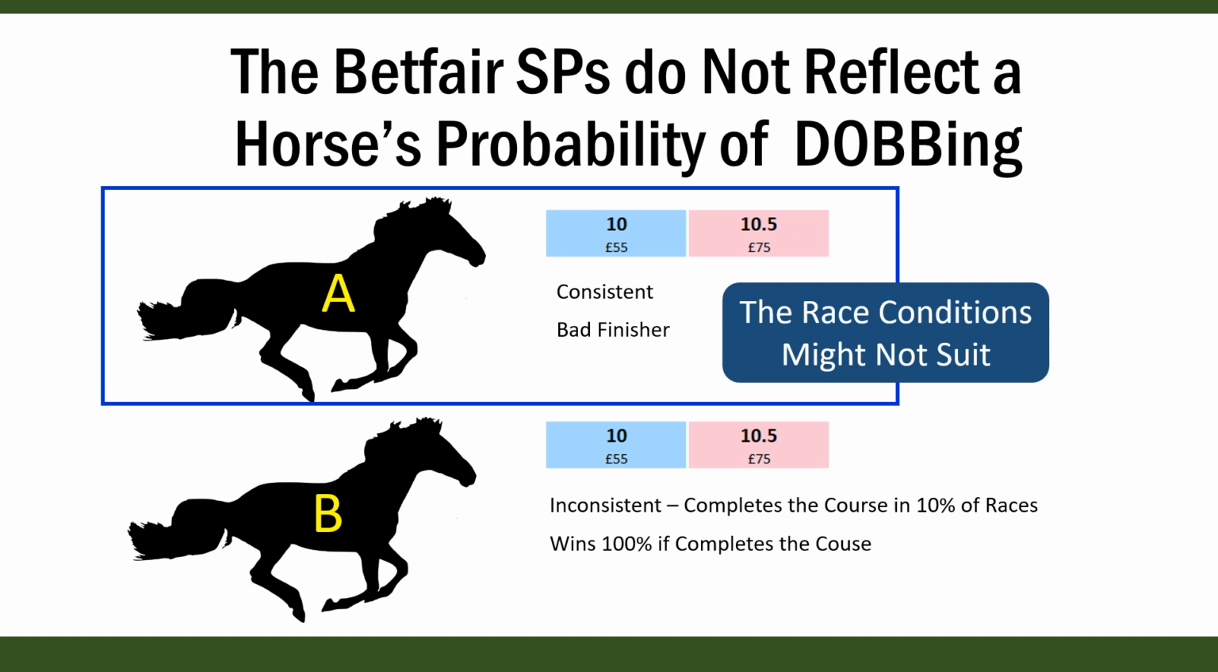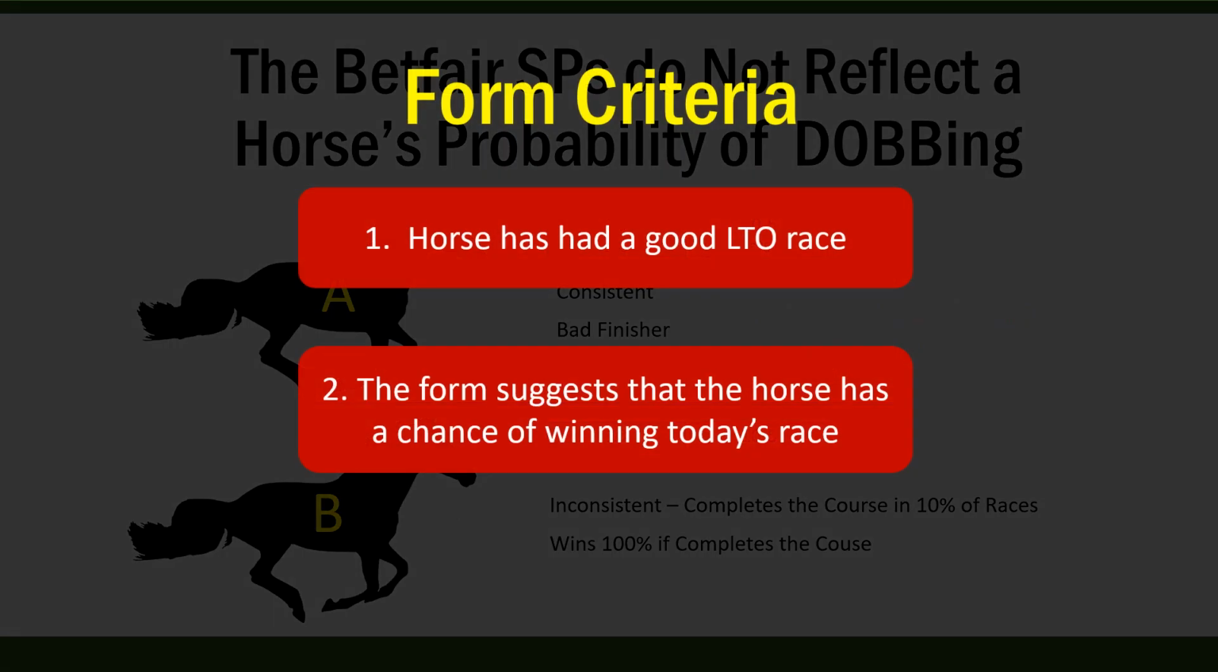If the consistent horse is in a race in which it's not good enough to win any prize money, the trainer might tell the jockey to go easy on the horse. The trainer might think that if he can't get any prize money, he might as well try and get the handicapper to knock a couple of pounds off the horse's weight for a future race. I'm not going into form in this video.